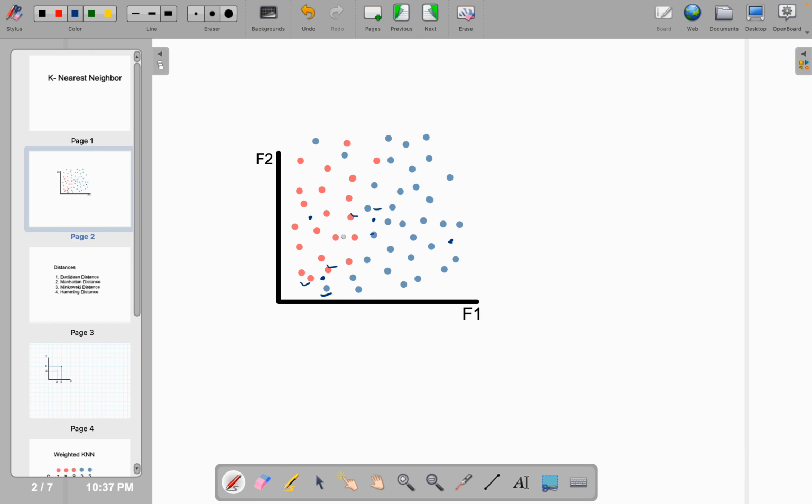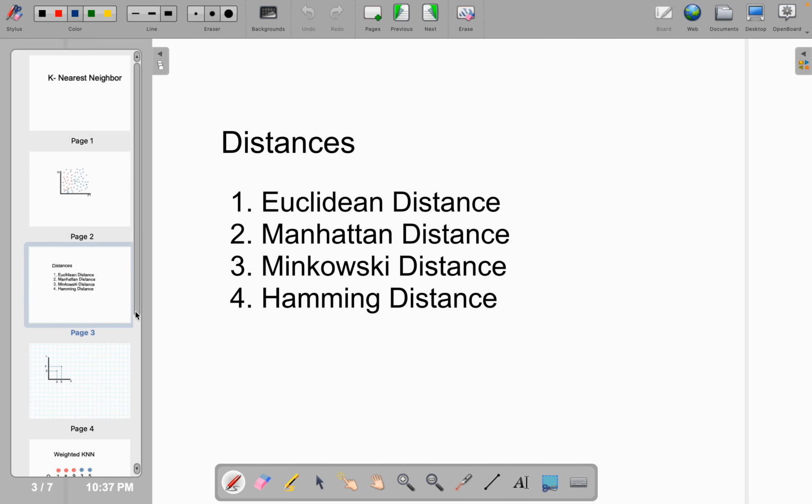Okay. So now we understand the k nearest neighbor concept. Let's understand what distances we can use to calculate the nearest point, right? There are majorly 3 to 4 distances used while we are dealing with k nearest neighbor. First is Euclidean distance, second is Manhattan distance, third is Minkowski distance, and fourth is Hamming distance, right? We'll understand each and every distance in detail here.